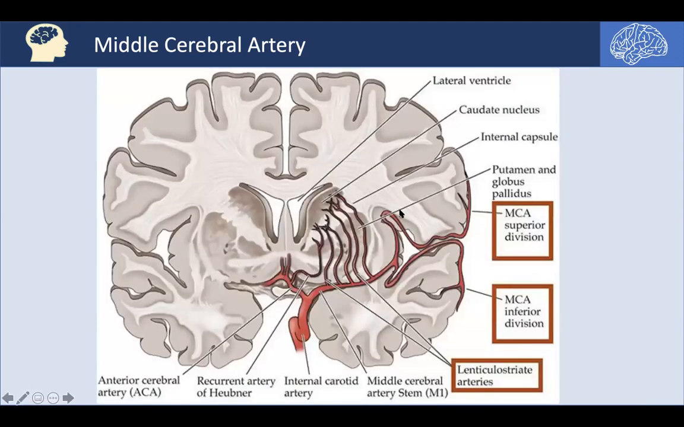Here is a coronal section. Here is the right hemisphere, and this is the left hemisphere, showing the left ICA, and this is the MCA passing, and this is the M1 segment, the sphenoidal segment, which bifurcates into superior and inferior divisions, or superior and inferior trunks. Usually the superior trunk supplies the upper half of the lateral surface of the hemisphere, and the inferior trunk usually supplies the lower half of the lateral surface of the hemisphere.